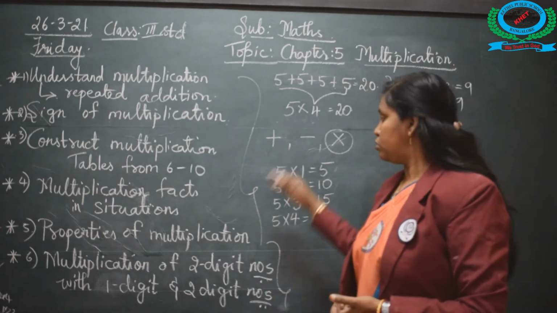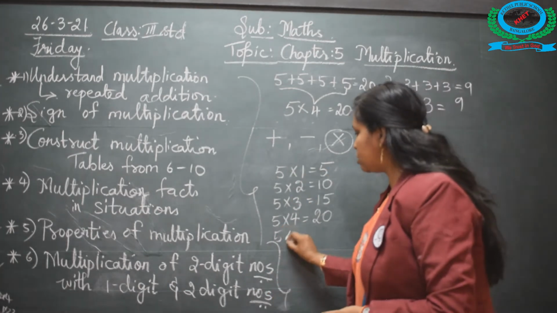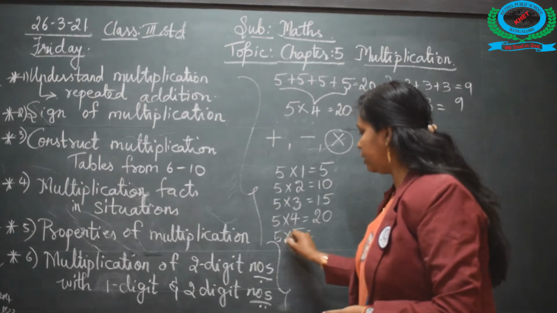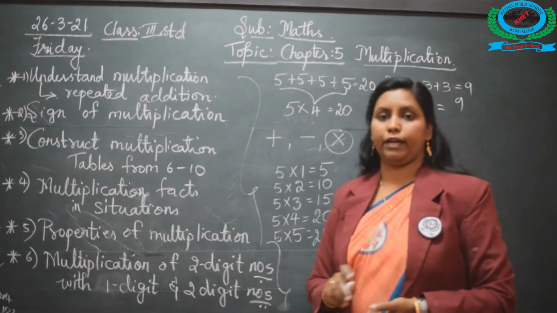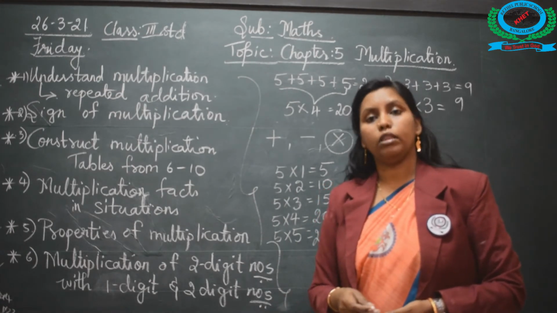Okay children. So continuously you should go on like this. So suppose 5 into 5, what will you get? Just add plus 5 to this. You will get the answer as 25. Similarly, you can do it for all the tables.